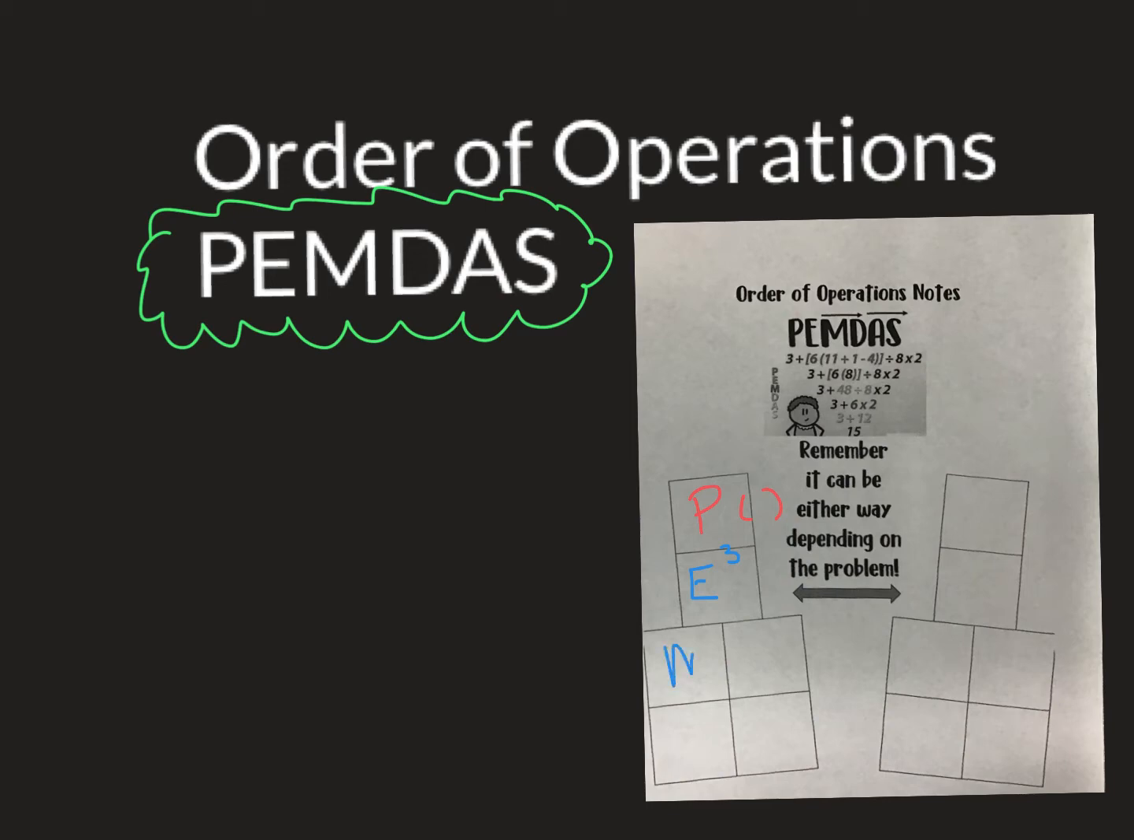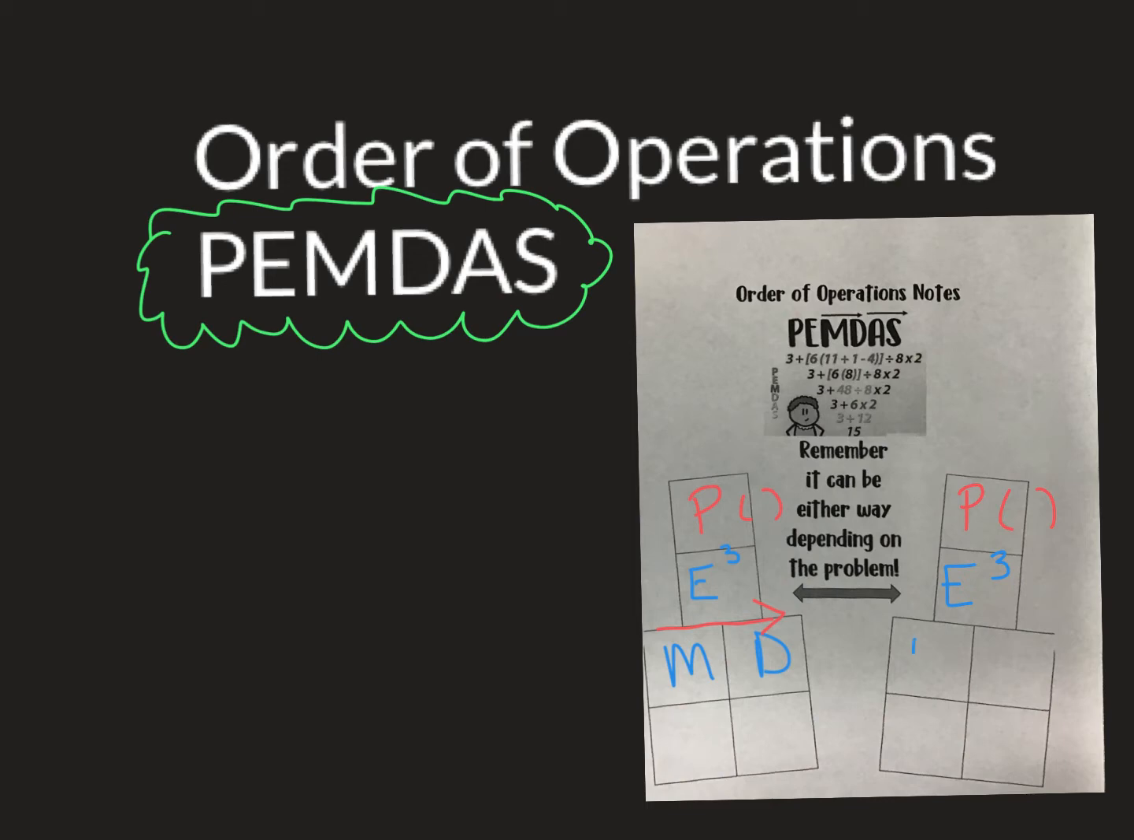Then we have multiply and divide. This is going to go in order from left to right. If multiplying comes first in your problem, you're going to multiply first. If division comes first, you're going to divide first. So let's fill that in on the other side too. We still start with parentheses. Then we go to our exponents.